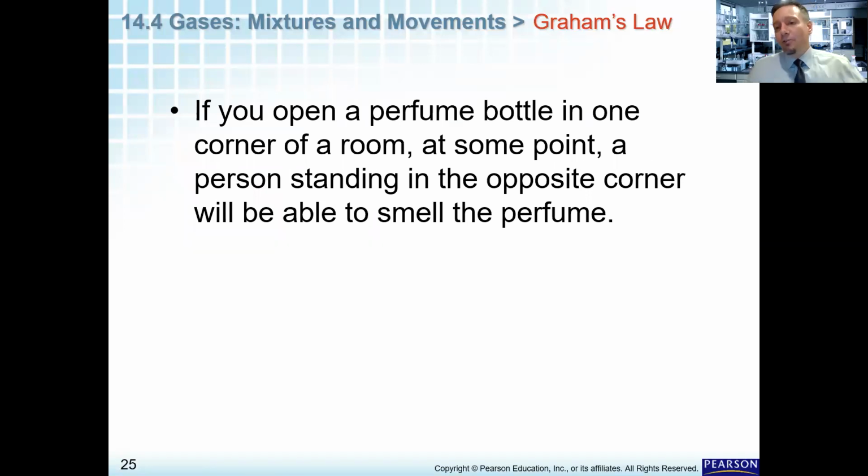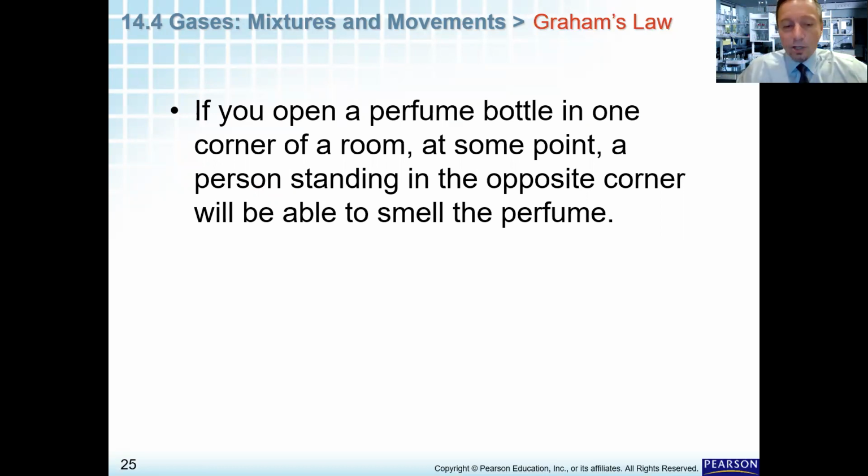So if you open a bottle, and this is pretty much straightforward material here. If you open up a bottle of perfume or you take an aerosol spray can of some fragrance and you make a spray, just put one spray out there, it doesn't matter where you are in the room, at some point, you are going to be able to smell that perfume or that fragrance, because the natural flow is to go from high concentration out to low concentration.